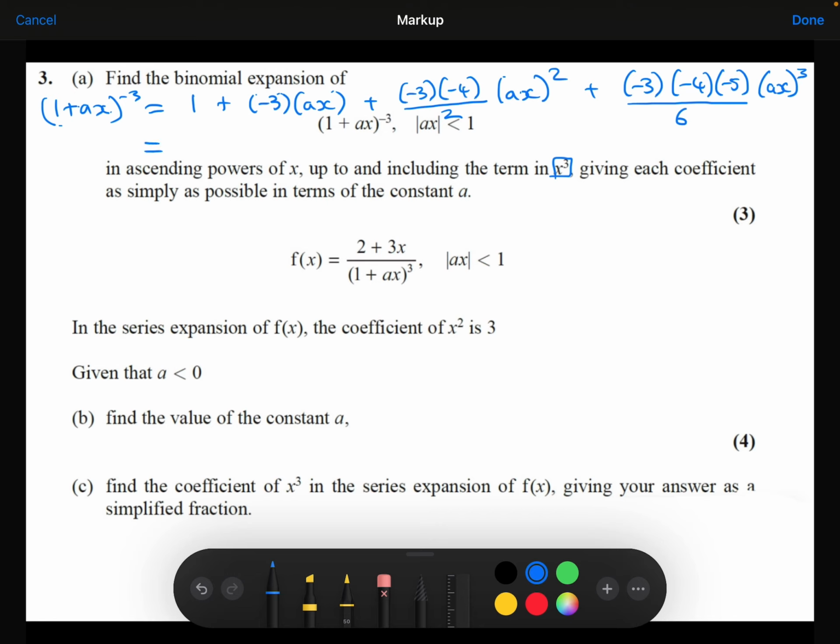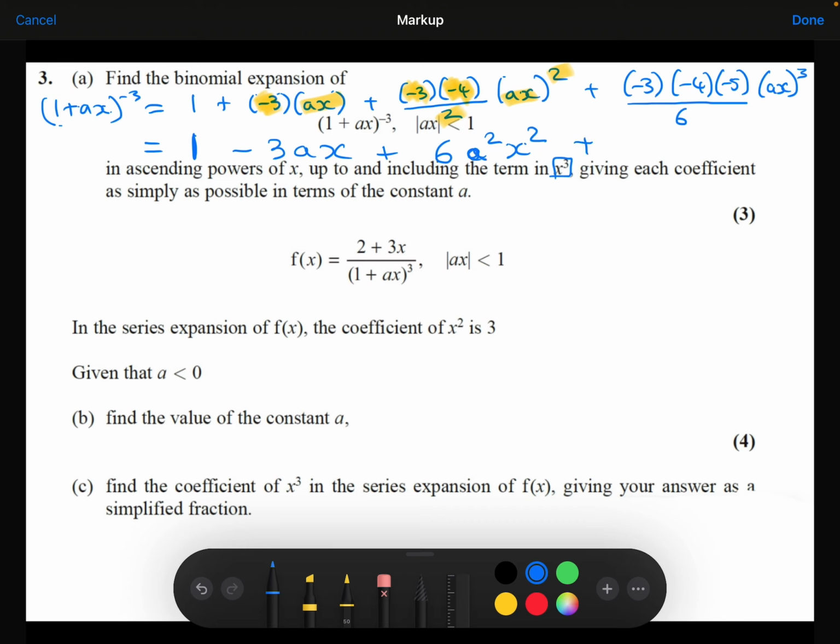Right, to simplify each of these then, obviously we've got the 1 at the front, can't get any simpler than that. We've then got the minus 3 times ax, which is minus 3ax. We've then got the minus 3 times minus 4, which would be positive 12, divided by 2, so that's positive 6. And then we've got the ax all squared, so that's a squared x squared.